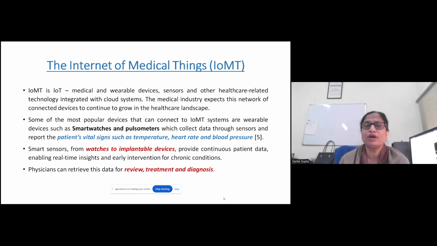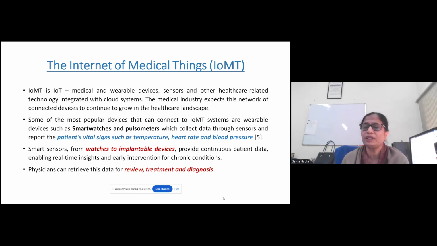So IoMT is just a specialized part of IoT in which medical and wearable devices, sensors, and other healthcare-related technology are integrated with the cloud system. The medical industry expects this network of connected devices to continue to grow in the healthcare landscape. Most of the popular devices that can be connected to IoT systems are wearable devices such as smartwatches, pulsometers, temperature meters, heart rate meters, and many more.